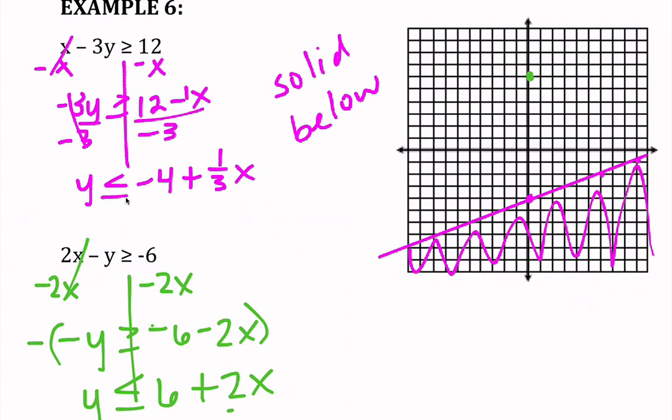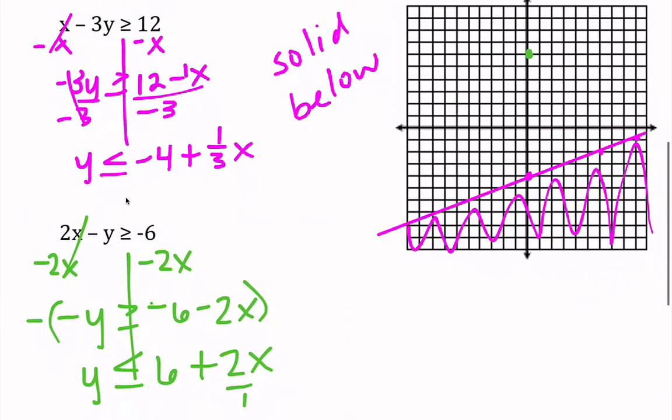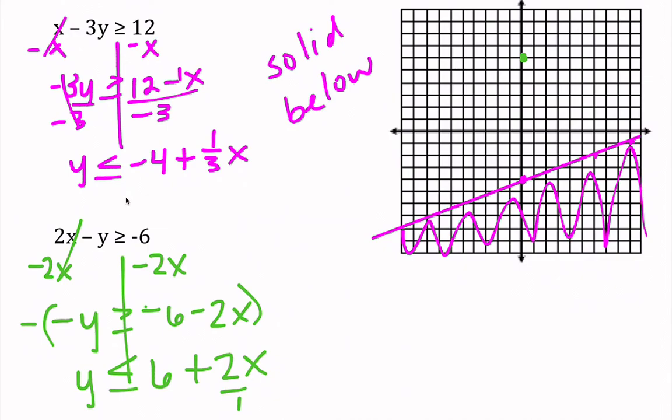My slope is 2, which is the same as 2 over 1, which is telling me from there I need to go up 2 over 1, up 2 over 1. Once we have our points, we need to talk about what type of line to use. Well, I see the solid line under my symbol, so I'm going to use a solid line. And I see that it is also a less than sign, so I'm going to shade below that line, underneath it.